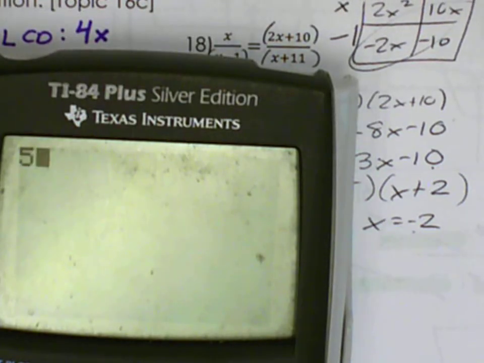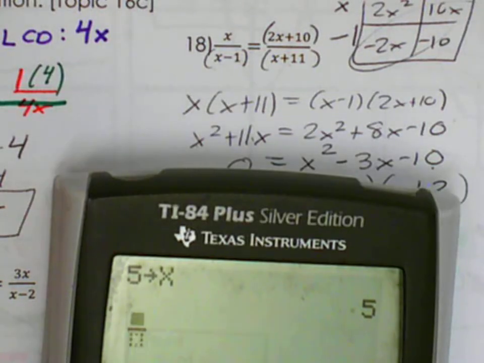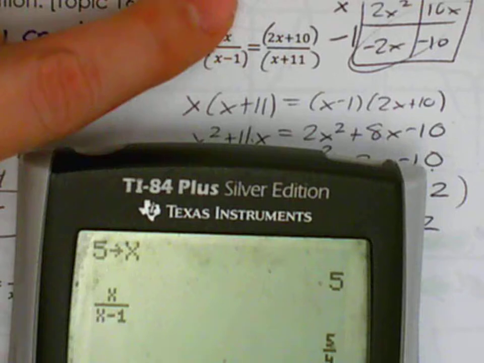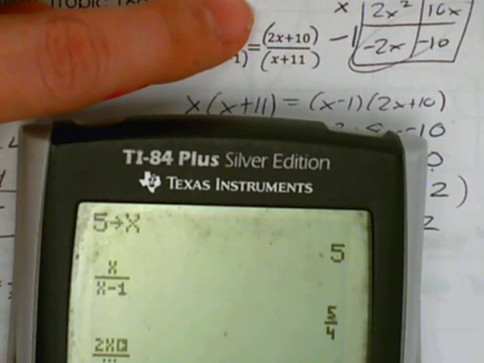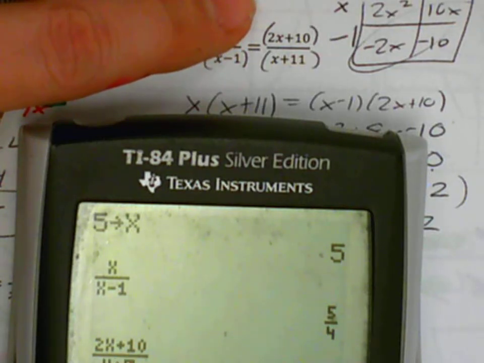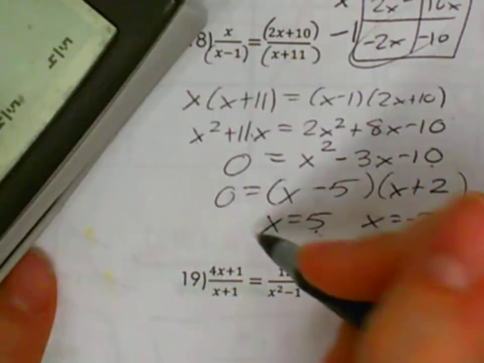I'm going to do 5 store x and put in x on the top and x minus 1 on the bottom. That gives me 5/4. That's the left side. So as long as my right side also equals 5/4, then this answer is good. So my right side also gives me 5/4. So 5 works.